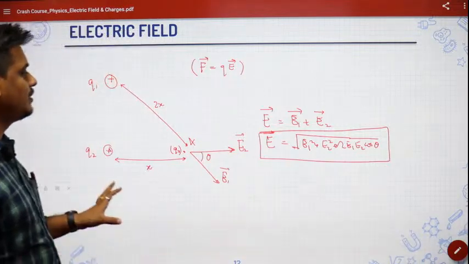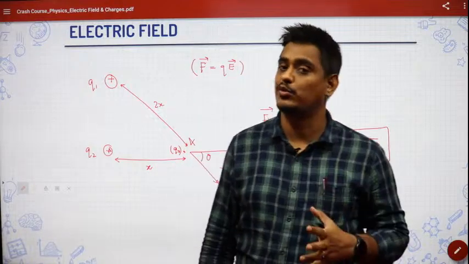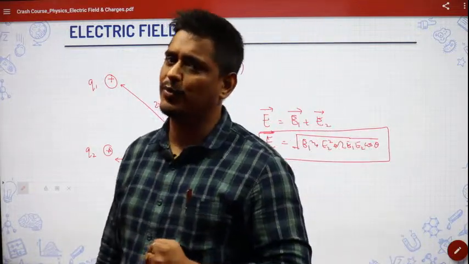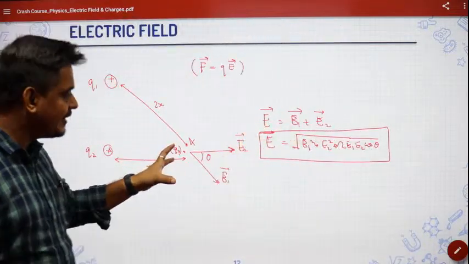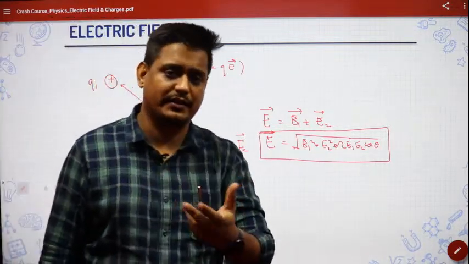So this is about the electric field, and this is about the principle of superposition. As per the principle of superposition, the net electric field due to all these charges will be the vector addition of all the electric fields.